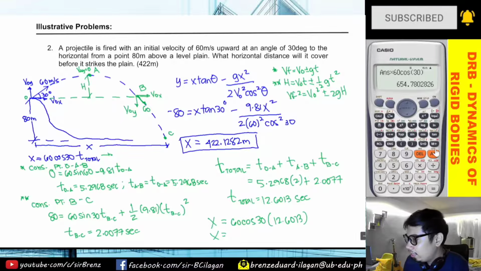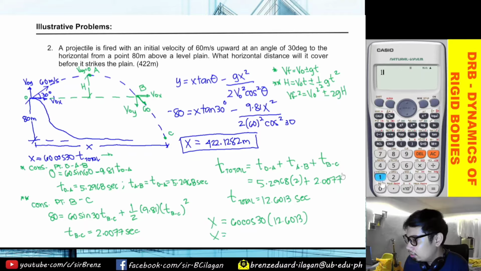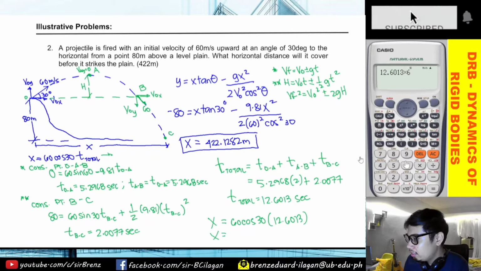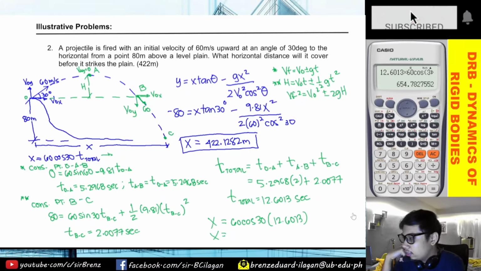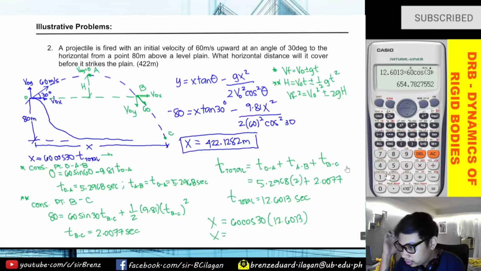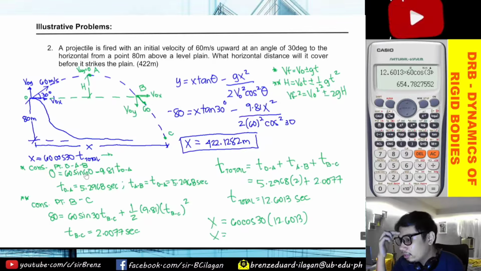So, 50, ulitin ko lang, may nagkamali na ako. So, 12.6013 times 60 cosine 30. 654. Check natin ulit yung time from point O to point A. May isa tayong nagkamali dito. So, ano nga yun? 83rd, 60.